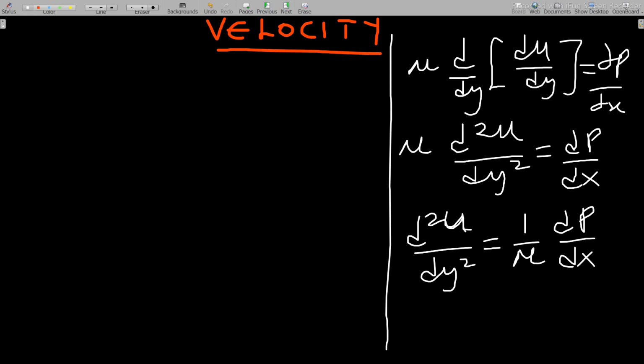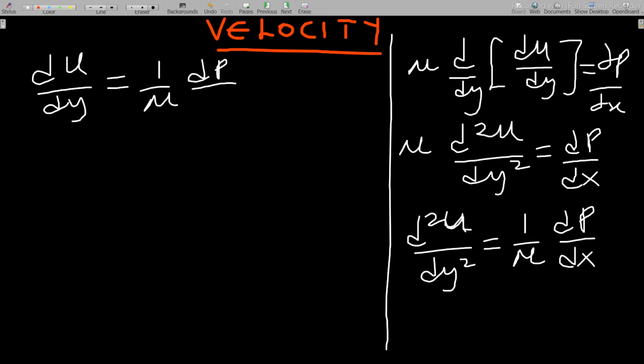The first integral will give me du/dy on the first part. Now I'll get 1 over mu. Actually, you make d squared u the subject, but I want to just draw it straight away for you. Then we get dp/dx, and I'll have my y, because we are integrating with respect to y, plus c1.